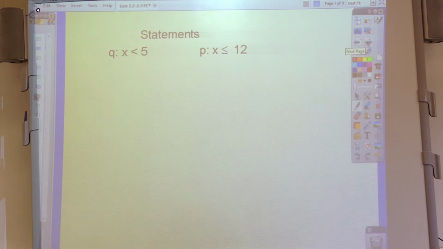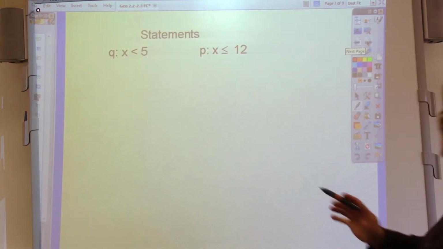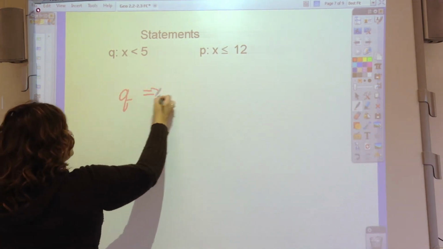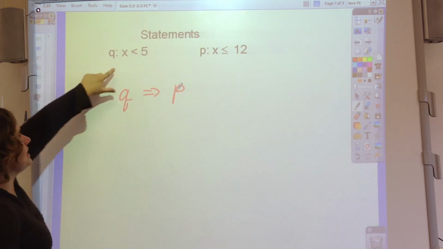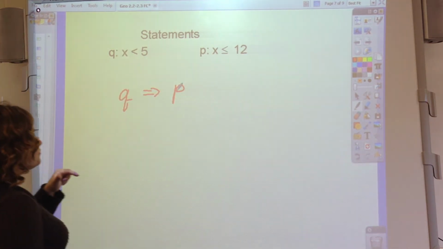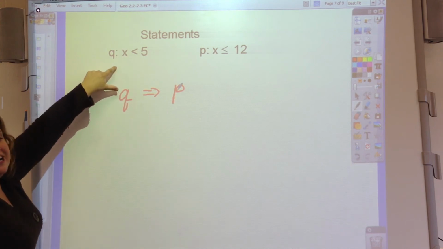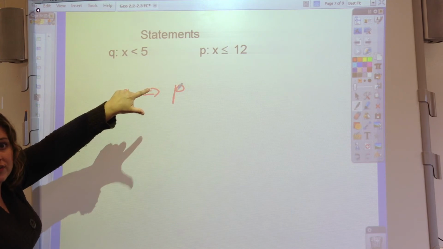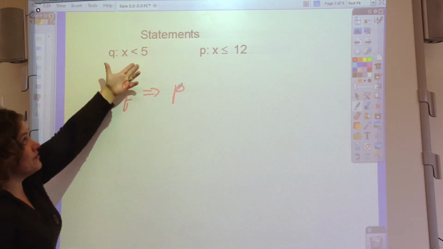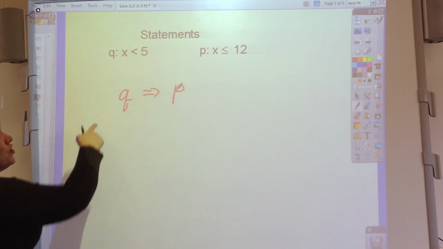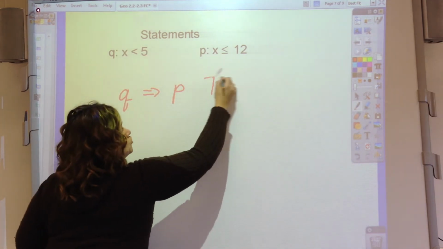All right, now let's look at inequalities in our converses. If I say Q implies P, that would mean that if this is true, then this must be true. If a number is less than 5, is it less than or equal to 12? Absolutely. 5 is less than 12, 4 is less than 12, 3 is less than 12. So this statement is true.